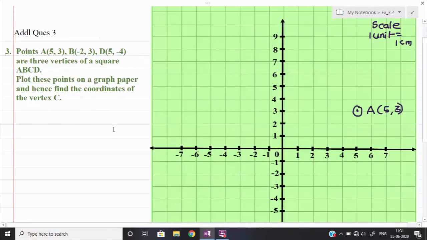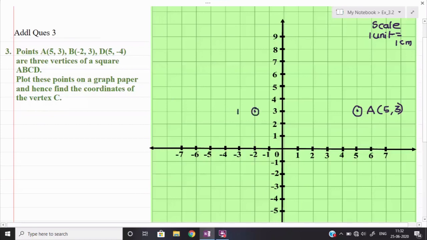So here in this question, first you see the point A I have marked. Now let us mark the point B, minus 2 comma 3. So first I will search on the x-axis for minus 2. So minus 2 is lying here. From minus 2 I need to go to the positive 3. So this is my second point.